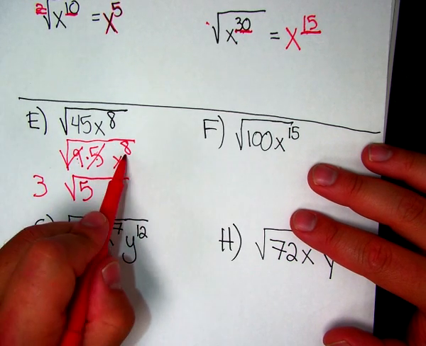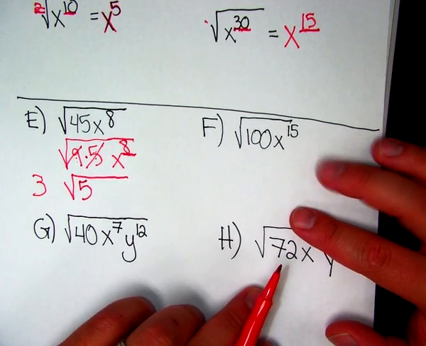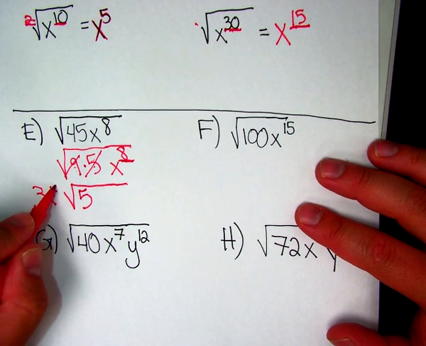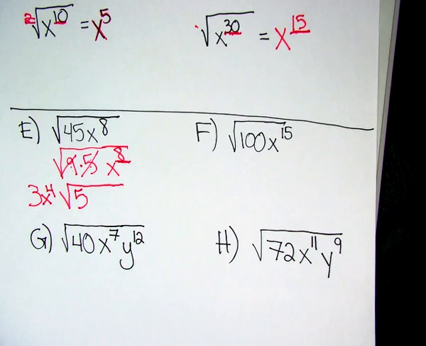Can this number be cut in half? It sure can. 8 divided by 2 is going to equal 4, because we're able to do it, we put it outside. Anything we can do, we put outside. Anything we can't do, we put it on the inside. Okay?